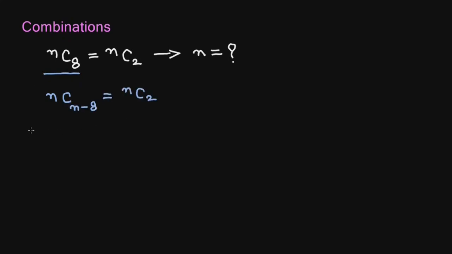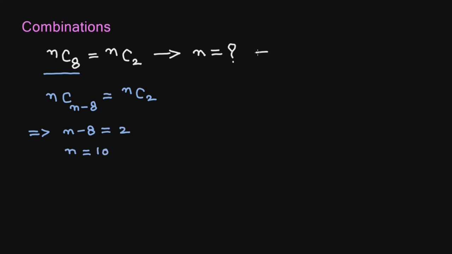If nC8 equals nC2, we have to find n. We have earlier seen this nC8 can also be written as nC(n minus 8), which equals nC2. Now this implies n minus 8 equals 2. Therefore n equals 8 plus 2, 10.